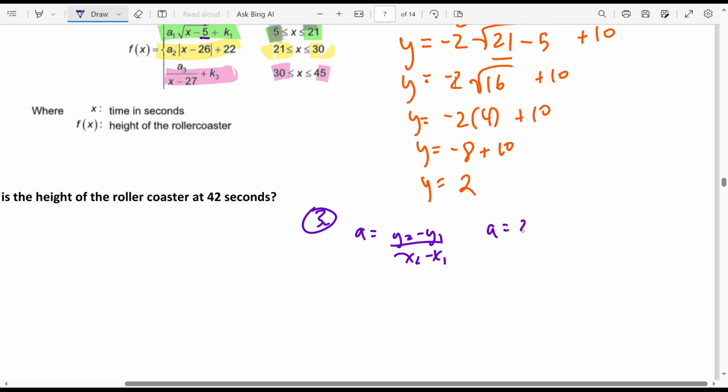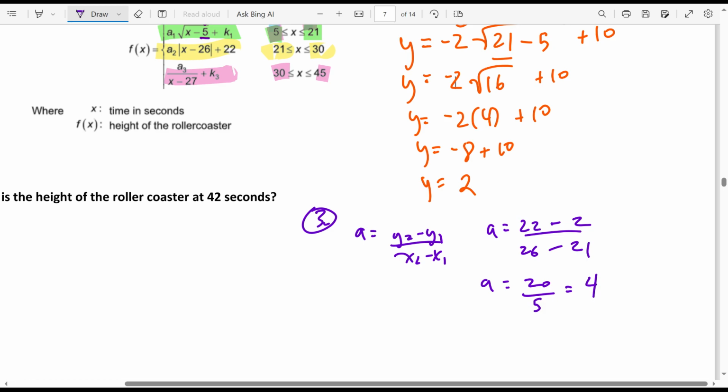So then I would do the 22 minus 2, and then 26 minus, what was the x of it? 21. So that's going to be in the new YouTube video. Yeah, all right. Makes that epic intro. 20 over 5. A is equal to 4.